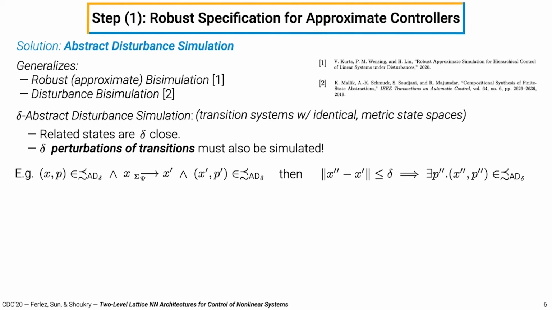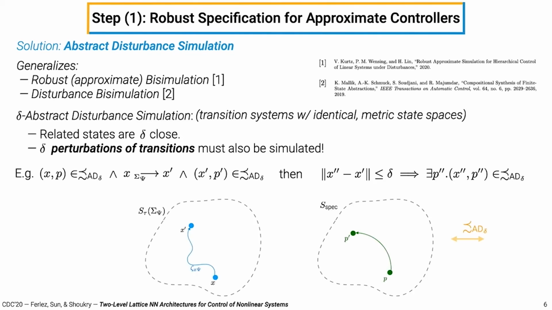So in mathematical notation, if X is simulated by P, and X transitions to X prime, and X prime is simulated by P prime, then for any X double prime that's delta close to X prime, there should exist some P double prime, such that P double prime simulates X double prime. This solves the problem of using approximate controllers in closed loop. So suppose X is simulated by P, and X transitions to X prime under the closed loop controller psi.